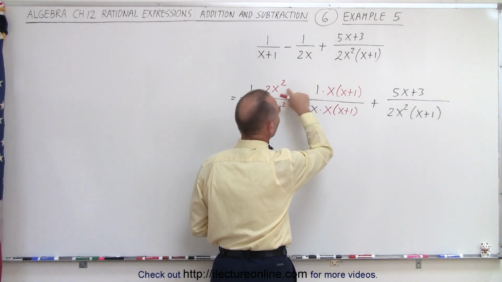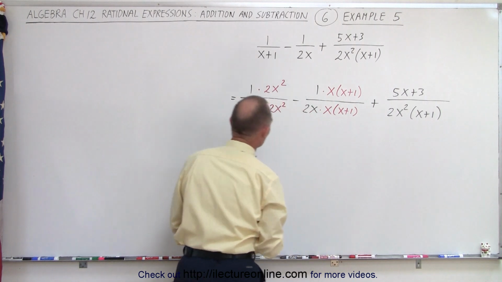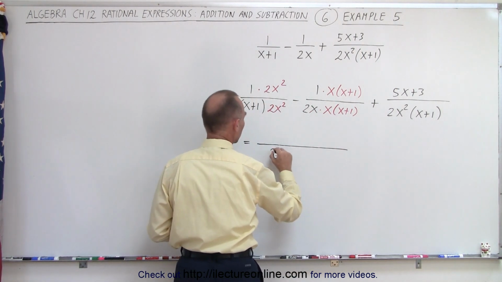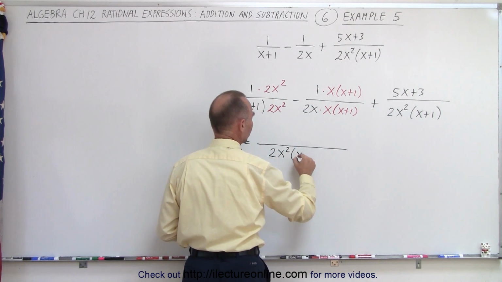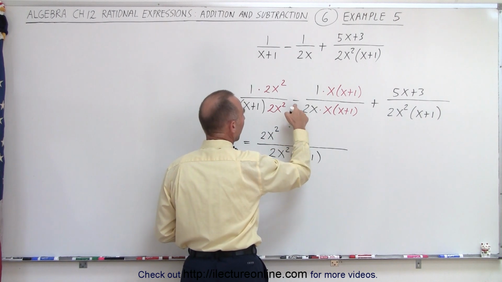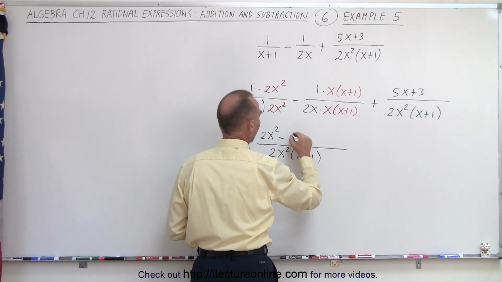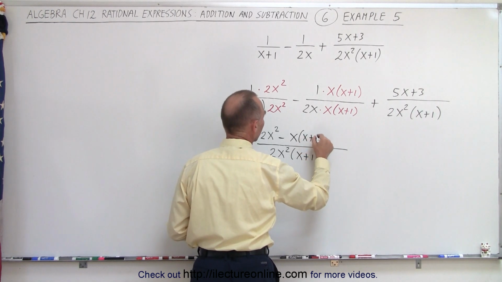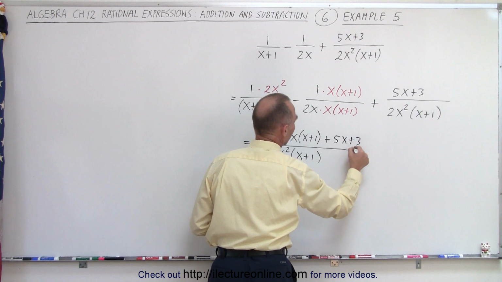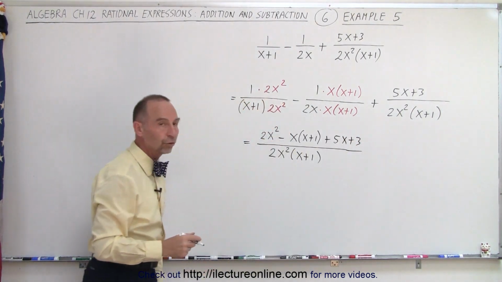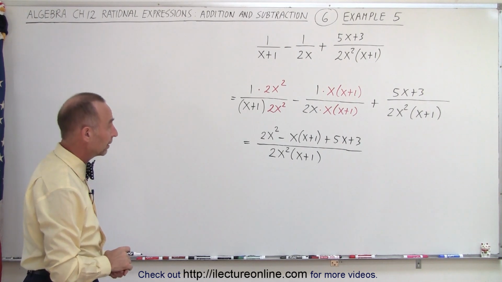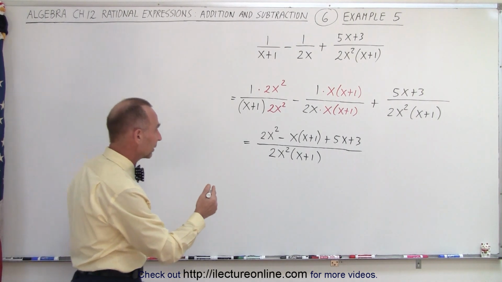Now what we need to do is write all those over a common denominator. And we must then multiply the numerators and add common terms. So this can now be written as, the common denominator will be 2x squared times (x plus 1). But over here, we end up with a 2x squared minus x times (x plus 1) plus 5x plus 3. So now we've collected all the terms in the numerator, and we have the same common denominator. Now all we need to do is multiply everything out and collect common terms.